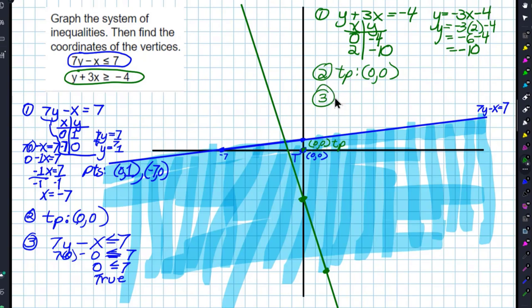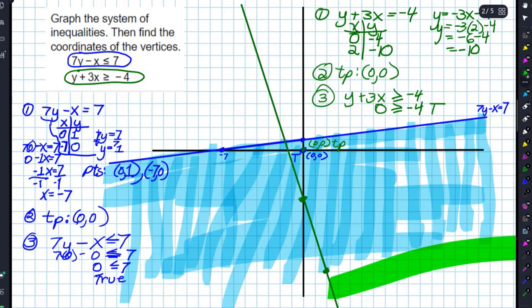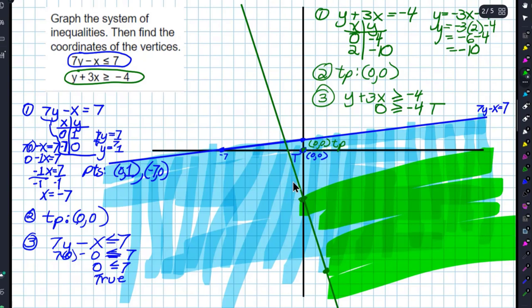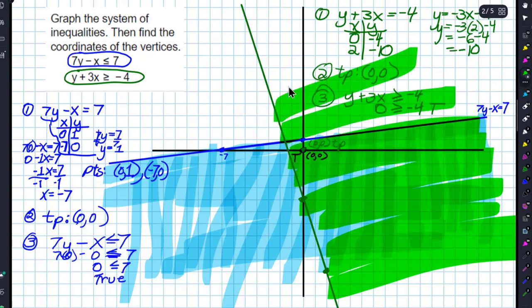I'm going to test the test point with the inequality y plus 3x is greater than or equal to negative 4. 0 plus 0, that's going to be 0, is greater than or equal to negative 4, and that happens to be true. 0 is not greater than 4, but it is greater than negative 4. So that happens to be true. So 0, 0 gives us a true for the greenie. And you can already see that's where the colors overlap. And so that's where I would drag my paint bucket.